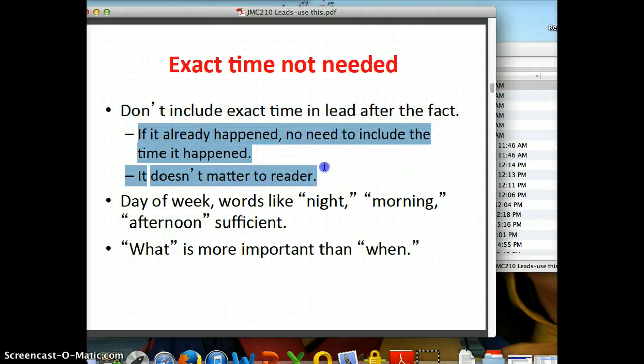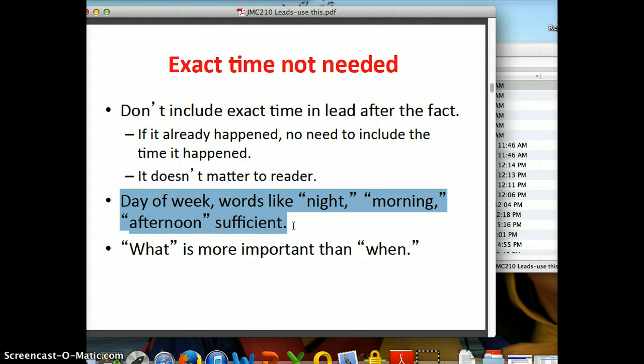Why not? Because it doesn't matter to the reader. If it already happened, it doesn't matter what time it started. For instance, you wouldn't say, the Broncos beat the Ravens Thursday night in a game that started at 7 p.m. Nobody cares what time it started. They just care who won.